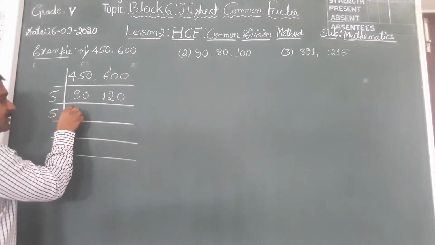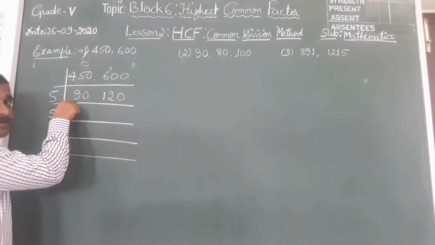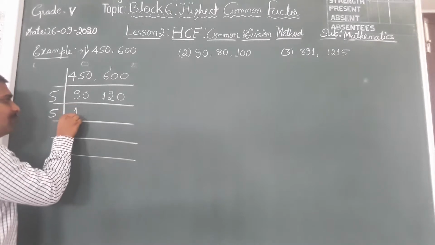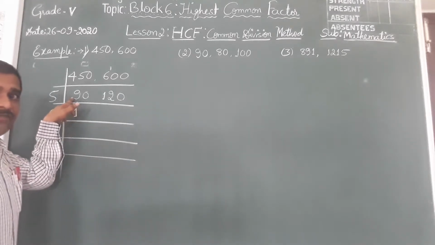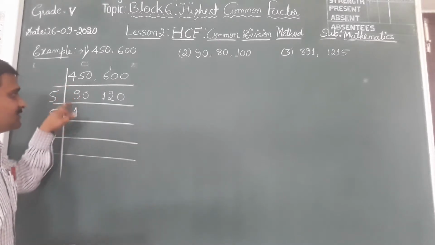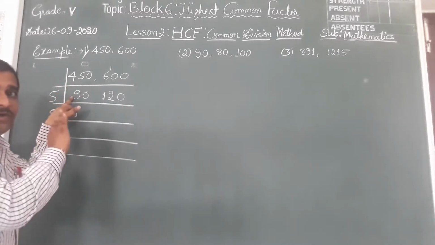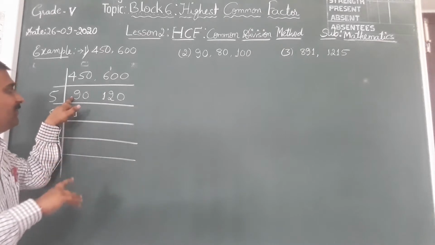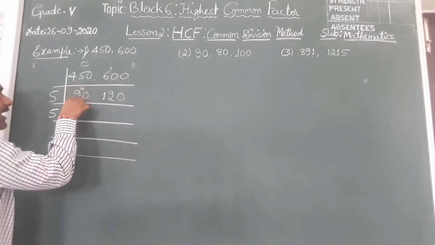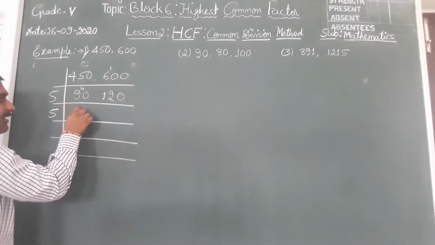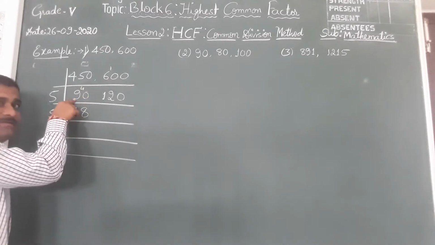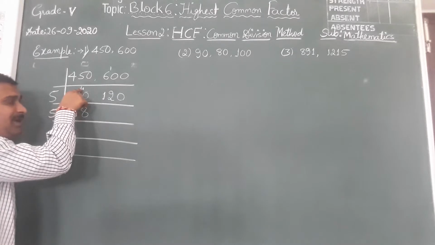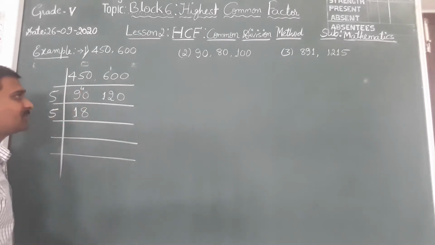5 2s are 10, that is more, 9 it is only. 5 1s are 5. Out of 9, 5 gone and 4 remains. 4 and 0 is 40. 5 8s are 40. 5 gone, 4 remains, 5 8s are 40.